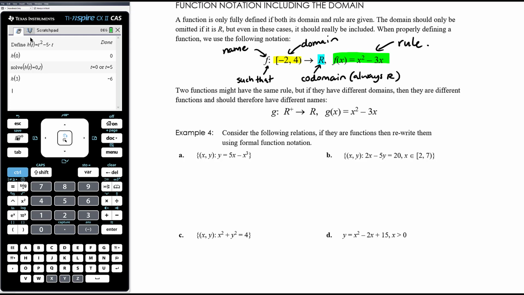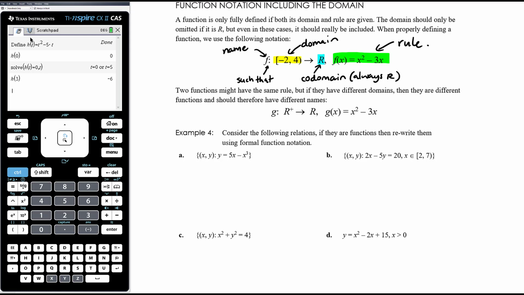Two functions might have the same rule, but if they have different domains, then they are different functions, because a function is defined by both rule and domain. Okay, so if the combination of those two things is different, then they are different functions. So for example, here we have g of x, it has the same rule, but because its domain is different, we can't call it f anymore, we call it something different, we'll call it g.